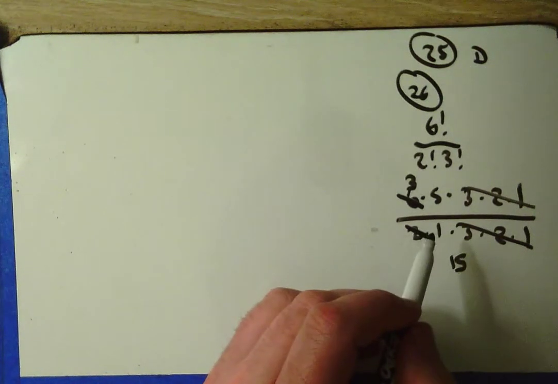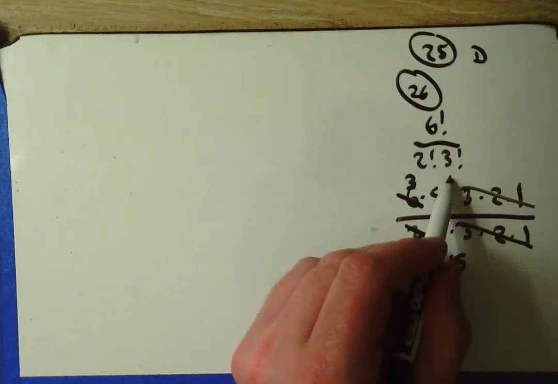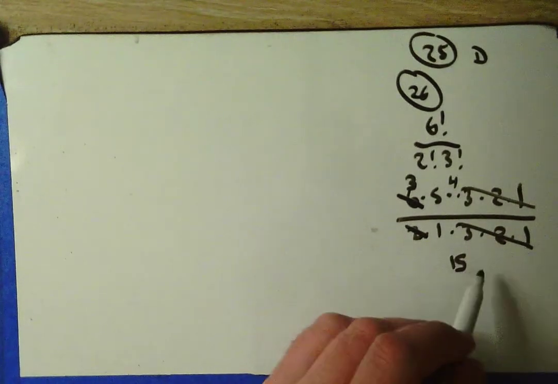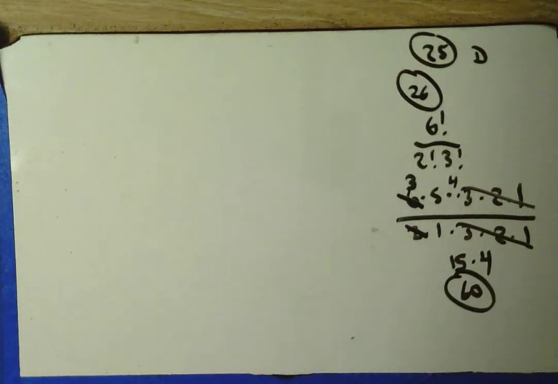Oh, that seems strange. I left out the 4. Thank you. I knew there was something missing. Times 4, or 60. There we go.